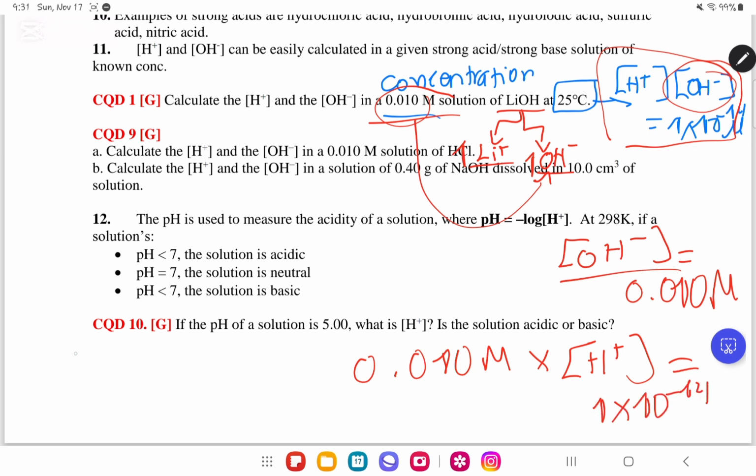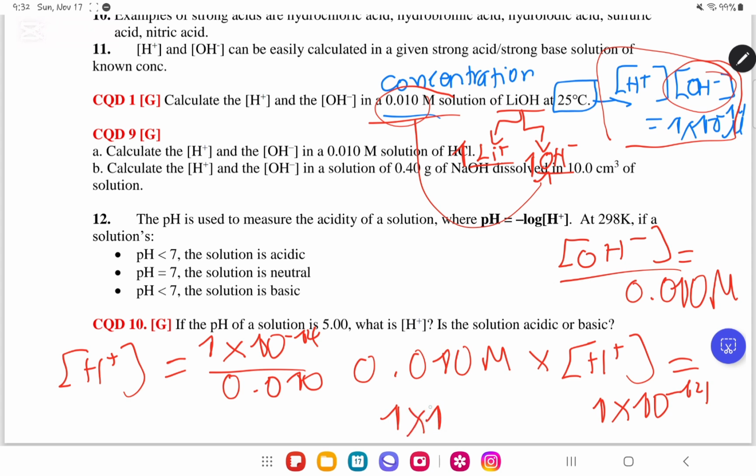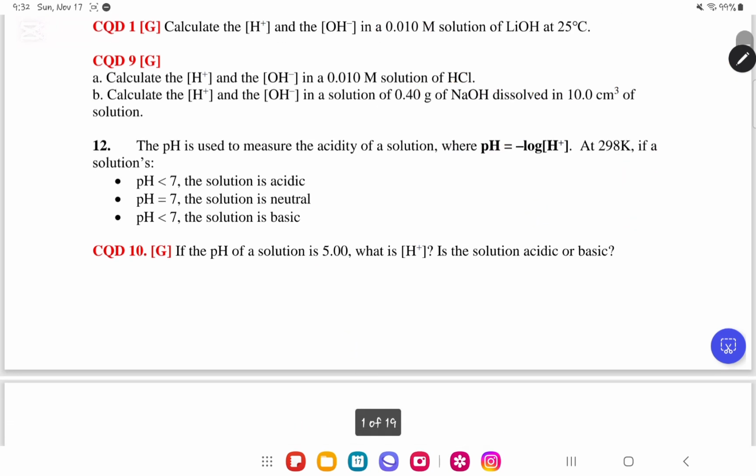So very simply, to find the concentration of H plus, we can do 1 times 10 to the negative 14 divided by 0.010 molarity. And then we are going to get 1 times 10 to the negative 12 molarity. So this is the concentration of H plus. And like that, we finished the first question. Now we move on to the second question, which is a similar idea.